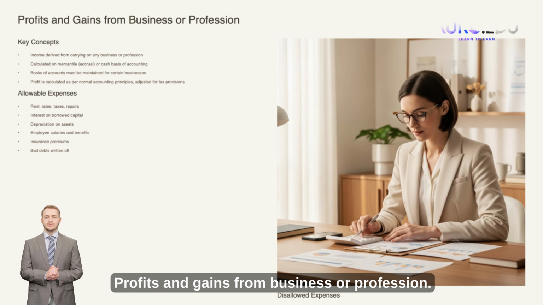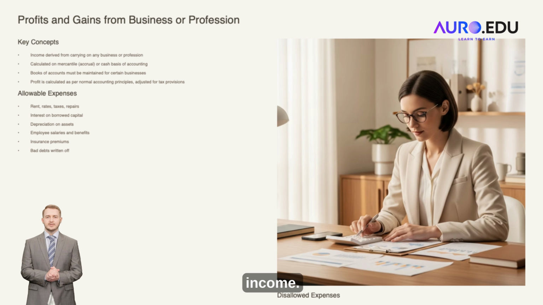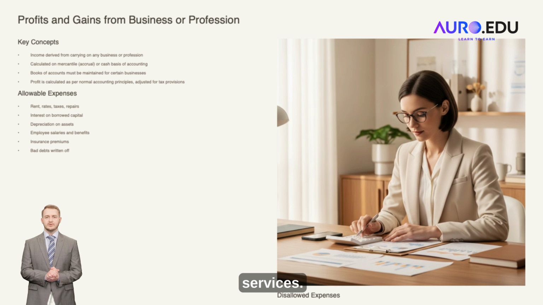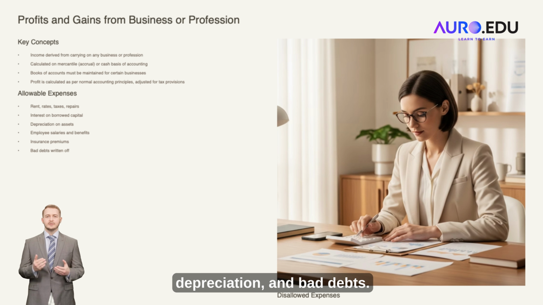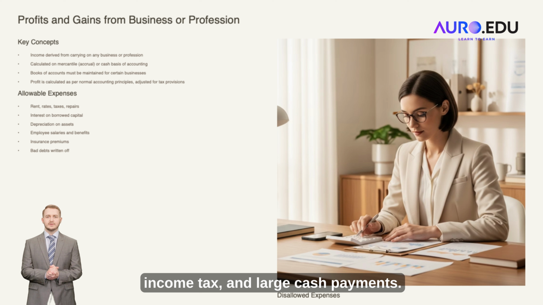Profits and gains from business or profession. This slide explains business and profession income. It covers income from business activities or professional services. Expenses allowed include rent, salaries, depreciation, and bad debts. Disallowed expenses include personal expenses, income tax, and large cash payments. Books of accounts must be maintained for certain cases. This ensures accurate reflection of profits.